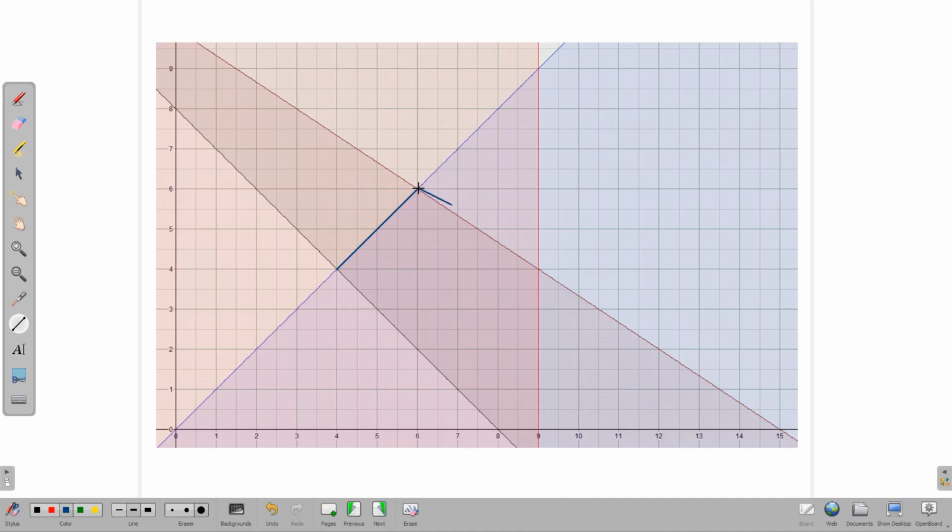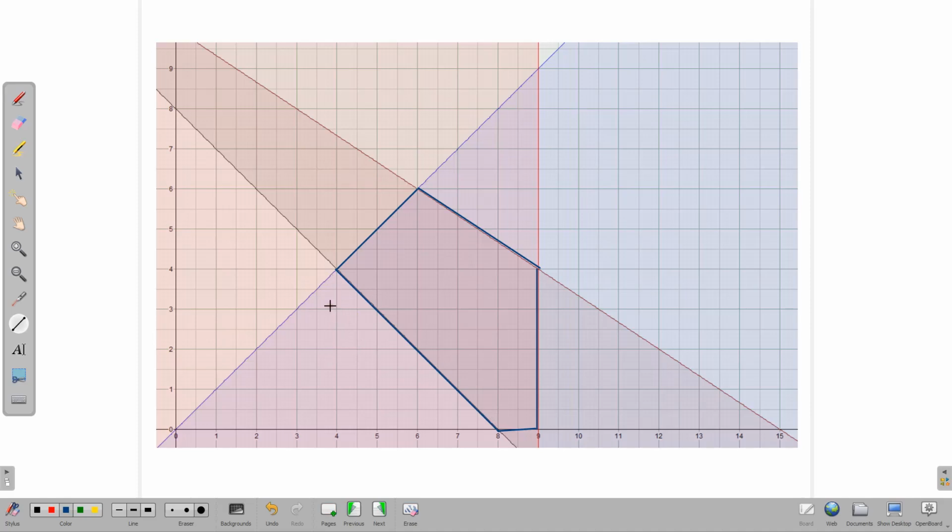Exactly there. The feasible region is the section of your graph that contains all the solutions. But when we're doing linear programming, what we look for are the extreme values. So we have some values here, and we're going to write them down. Those are the corner points, and those corner points are very, very important.